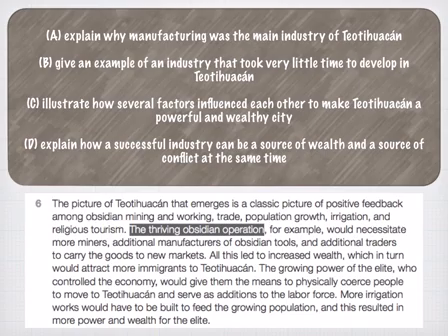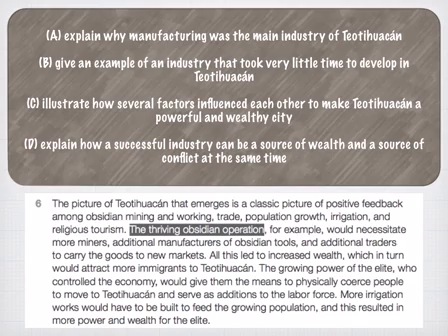So we'll keep that. And D, explain how a successful industry can be a source of wealth and a source of conflict at the same time. Now, while we've got this idea that the obsidian mining operation brought in a lot of money, there's actually no real mention that there was much fighting going on. We've got this idea of conflict, but there is no mention of a conflict with who. The only thing that's mentioned here is Teotihuacan.